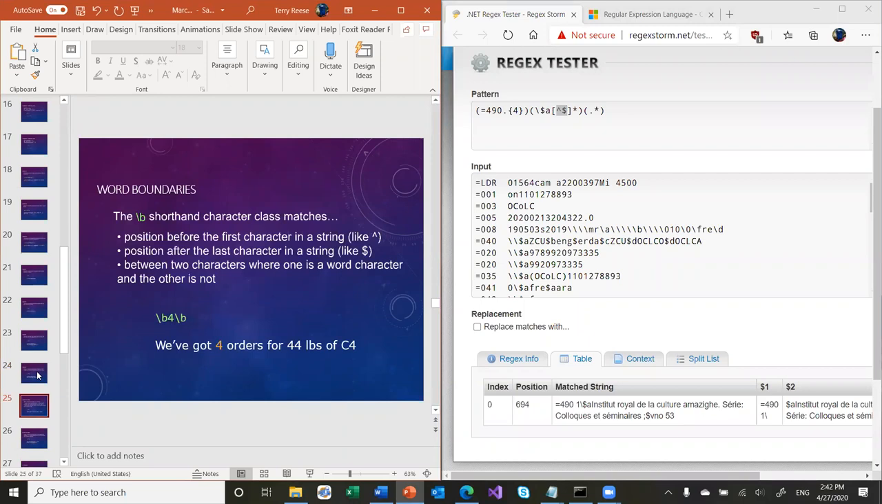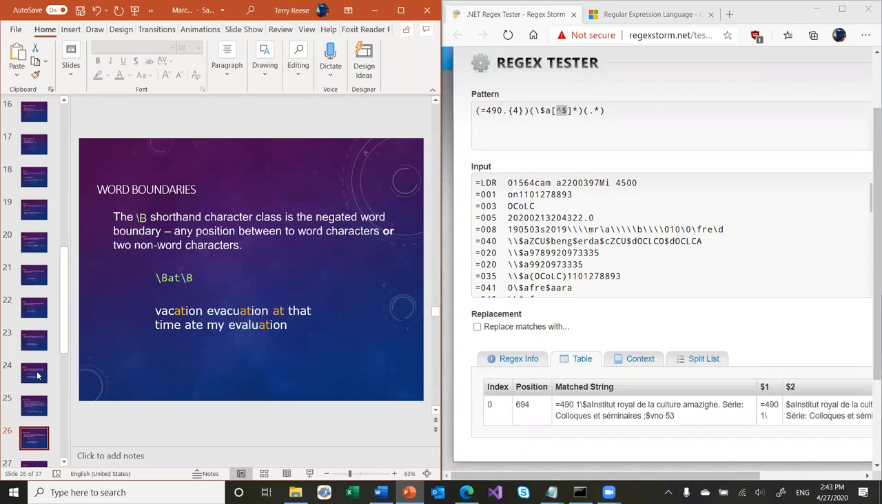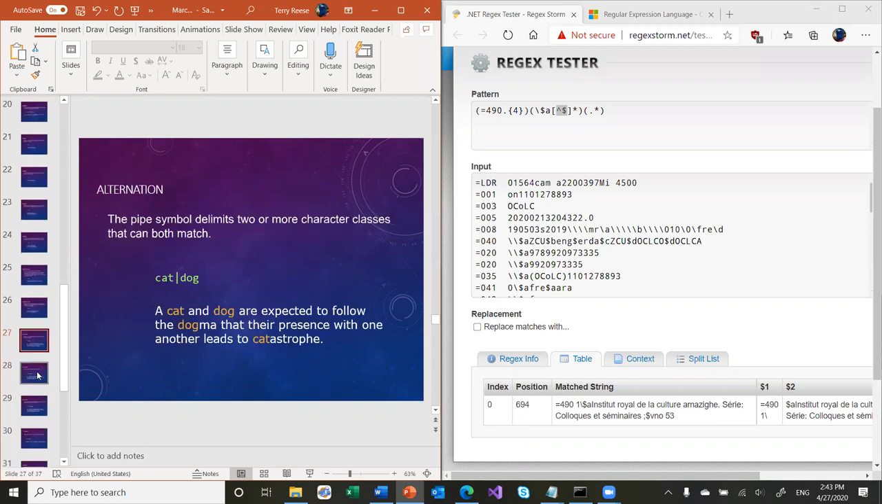Word boundaries, basically they decide where a match would end. So a match has to happen within word boundaries. You can set a match to happen either at the start of a word or the end of a word. I'm going to have some examples in MarcEdit on how that works, but there are examples here on the slides.